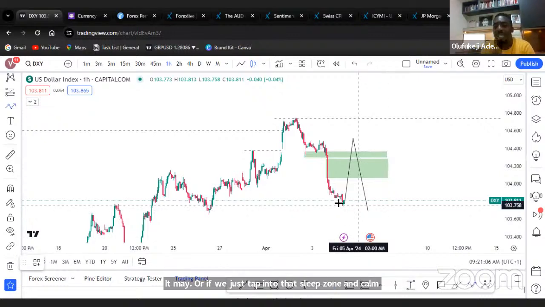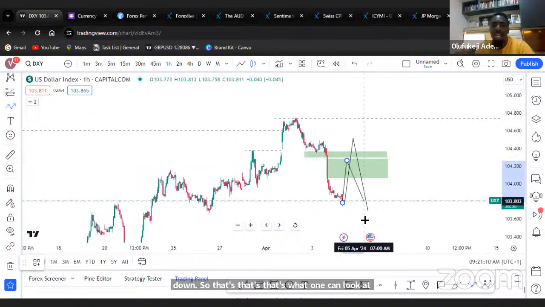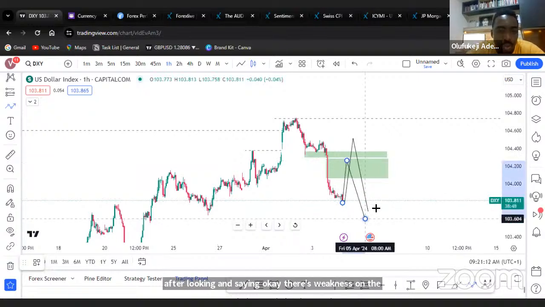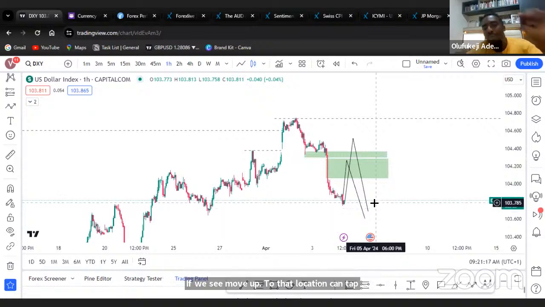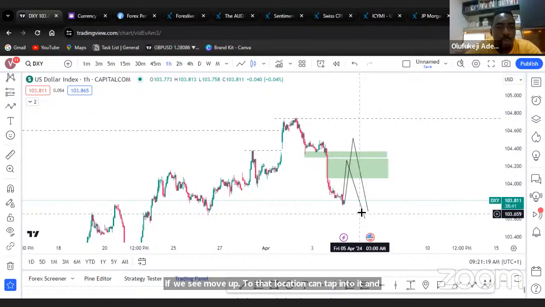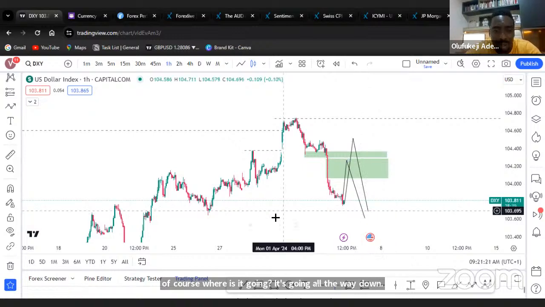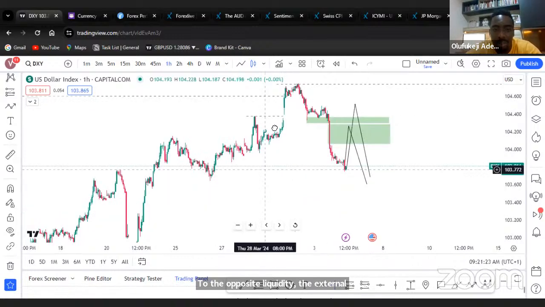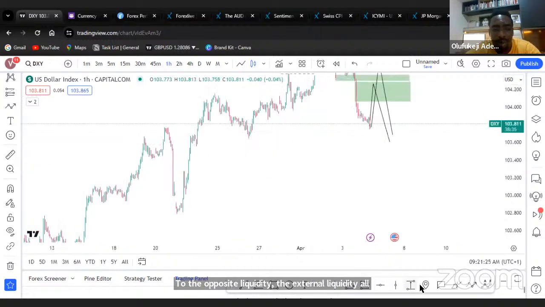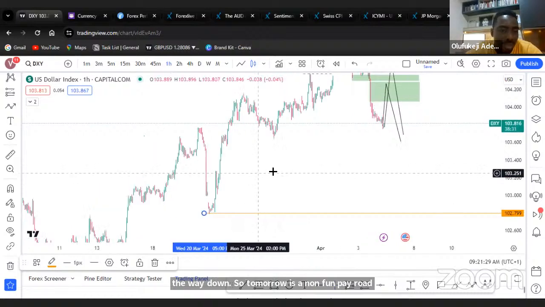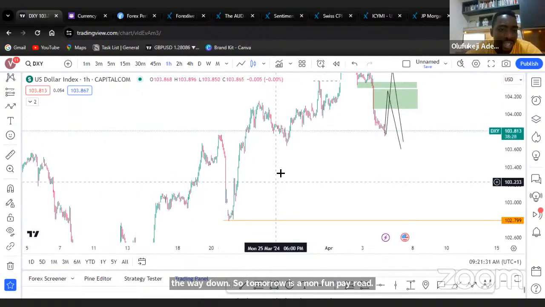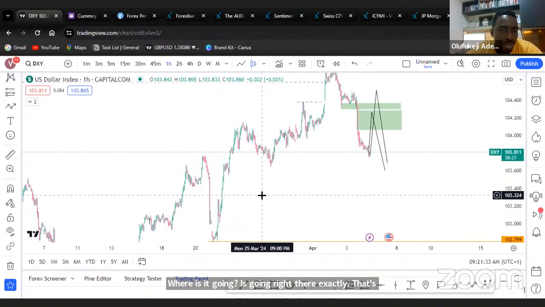So that's what one can look at after looking and say, okay, there's weakness on the dollar. If we see a move up to that location, it can tap into it. And of course, where is it going? It's going all the way down to the opposite liquidity, the external liquidity. Tomorrow is non-farm payroll. Where is it going? It's going right there, exactly. That's where it is likely headed.